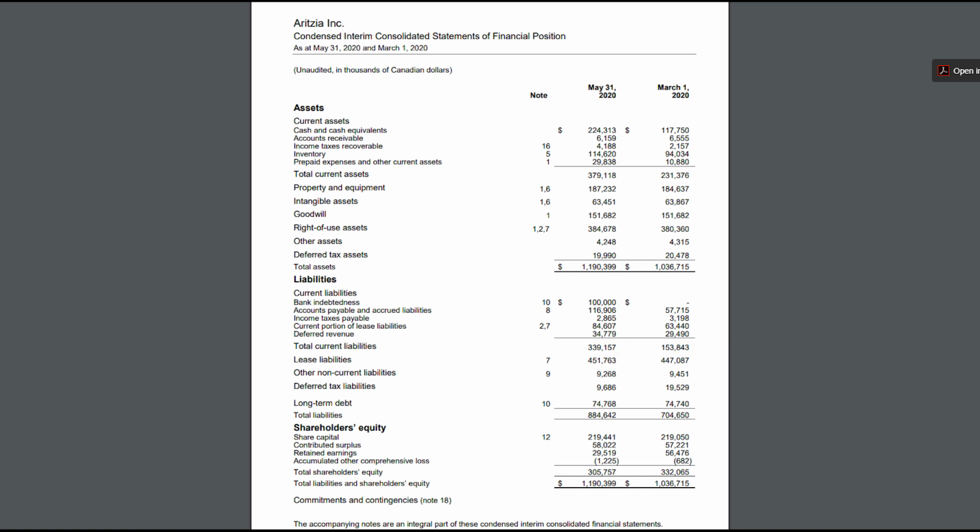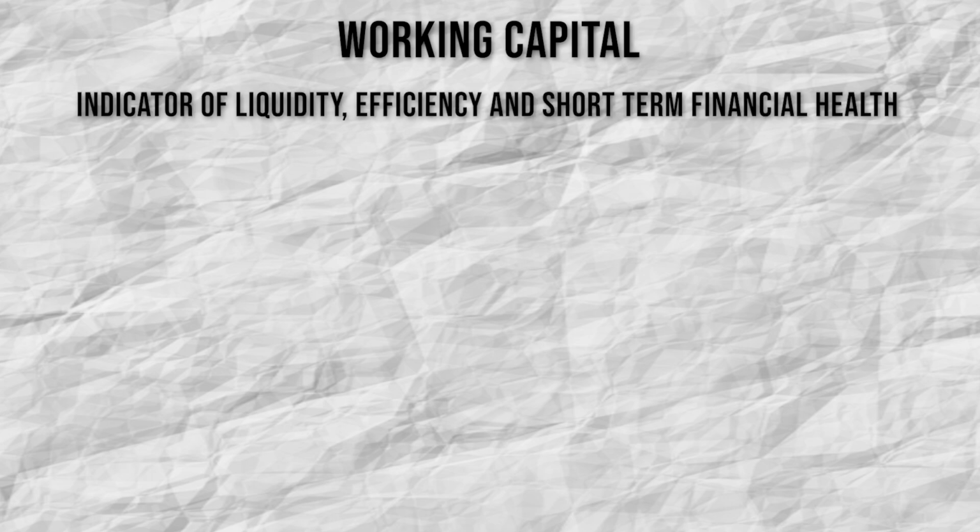So we've gone over the current assets. We've gone over the current liabilities. And these two numbers are going to give you the most important concept on a balance sheet, which is what we call working capital. So working capital tells you a few things. It tells you the company's liquidity, essentially how efficient they are, and also its short-term financial strength.